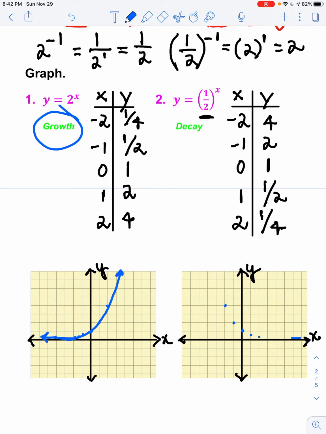So if we graph these points, -2, 4, -1, 2, 0, 1, 1, 1/2, and 2, 1/4, about like that. And if I draw through those points, I get this graph that looks like this. This is called an exponential decay graph. Notice in the decay graph, it's falling from left to right, and in the growth graph, it's rising from left to right.